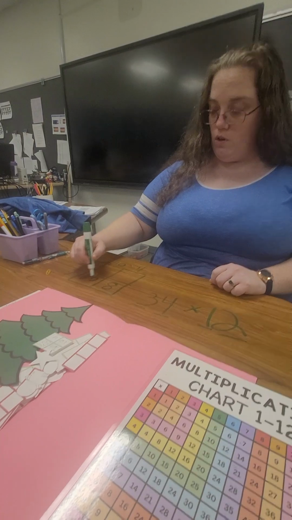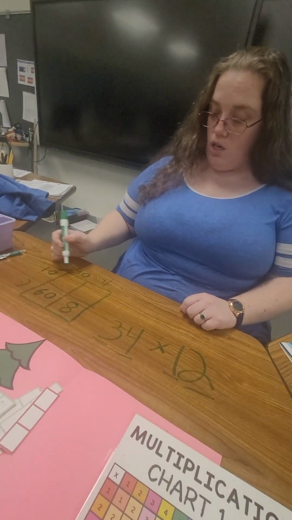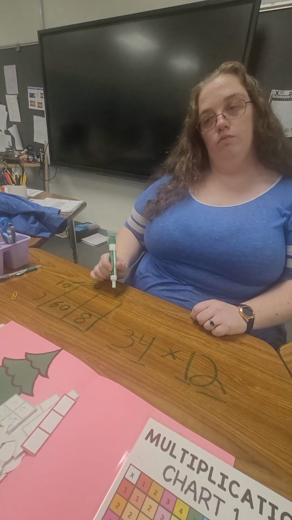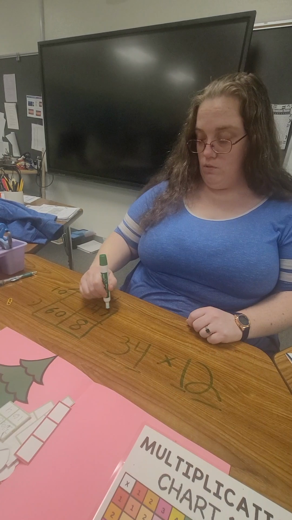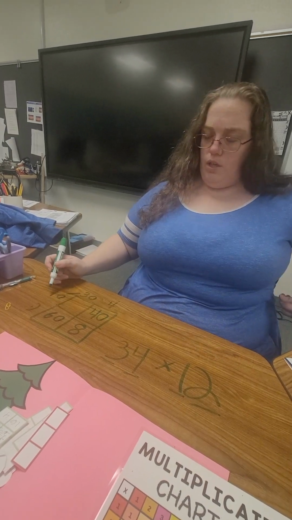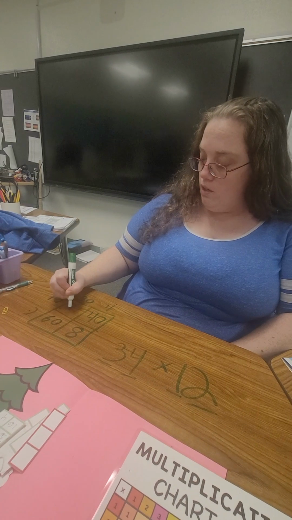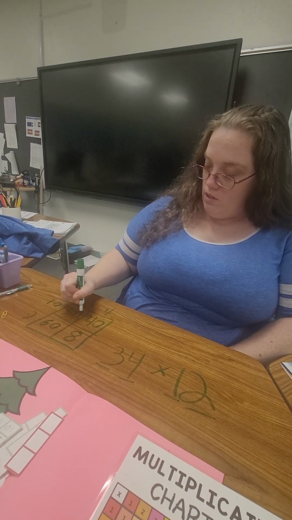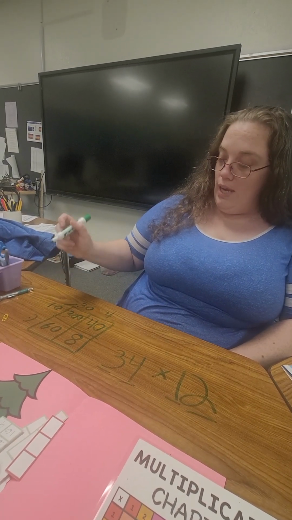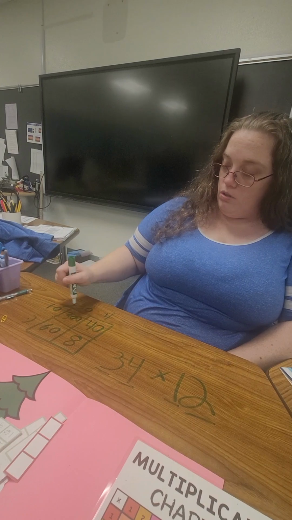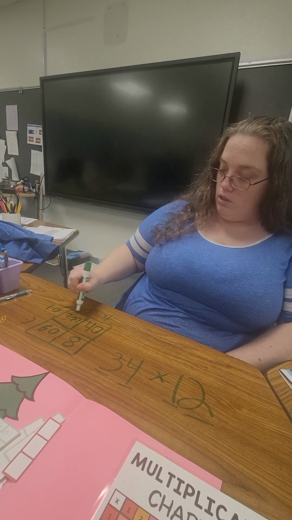Okay. Now, what if we do 10 times 4? 40. Okay. Now, what's 2 times 30? 60. Okay. Now we've got all of these, the partial products, right? That's what those are.